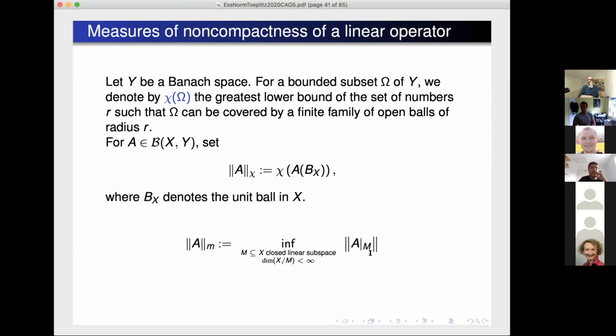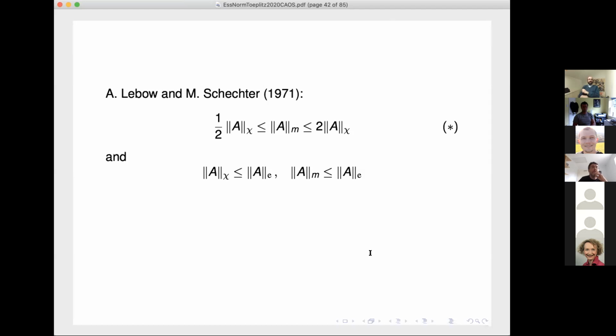So we have these two measures of non-compactness, and they are equivalent. There is this two-sided inequality in the paper by Lebow and Schechter, and there's a typo there. I think this 2 is missing there. Yeah, but the proof is correct. They prove this inequality, and both measures of non-compactness provide a lower estimate for the essential norm. Actually, this 1/2 and 2 in this first inequality are optimal. One can prove that these are the best constants. Now, we have very nice lower estimates for the essential norm.